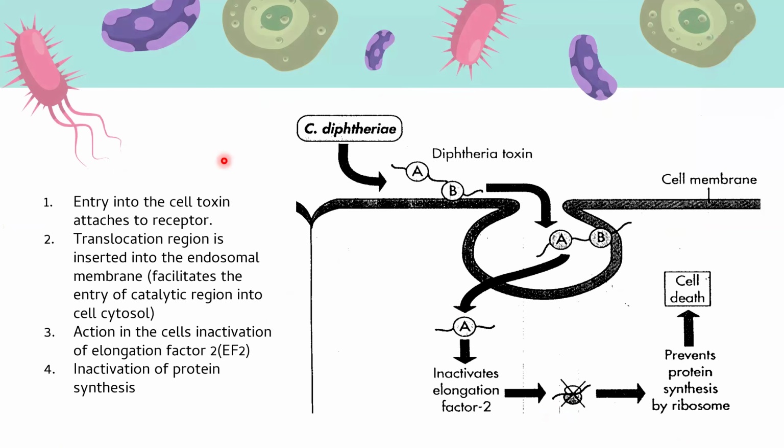Okay. Now, how does the diphtheria toxin actually work? It enters into the cell by attaching to a receptor and it gets endocytosed. As it gets endocytosed, it gets translocated to a region within the endosomal membrane, okay? Once that happens, it's going to essentially inactivate elongation factor 2, or EF2.